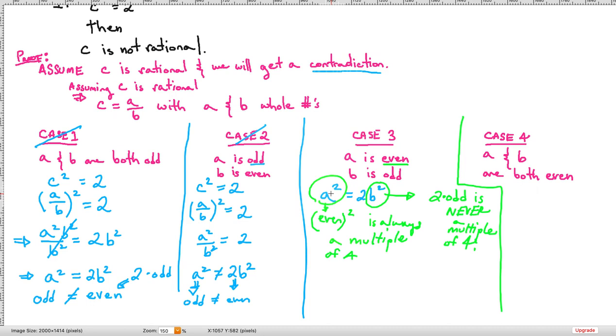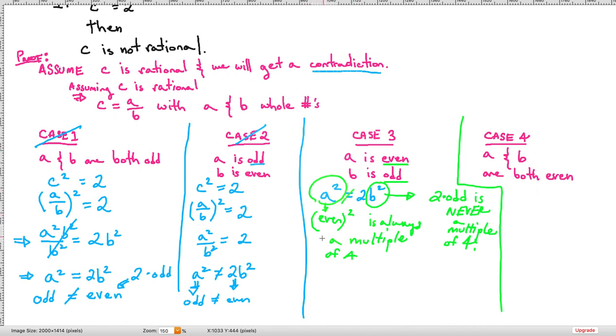So the left-hand side is a multiple of 4, guaranteed. Whatever number A you choose, as long as A is even, the left-hand side will be a multiple of 4. But it doesn't matter what you choose for B, as long as B is odd, 2 times that odd number squared will never be a multiple of 4. So the left-hand side is always a multiple of 4, while the right-hand side cannot be. And this eliminates case 3.